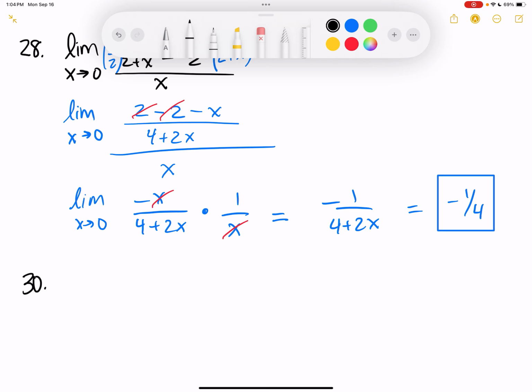Alright. The limit as x approaches 0 of the sine of 2x over x.